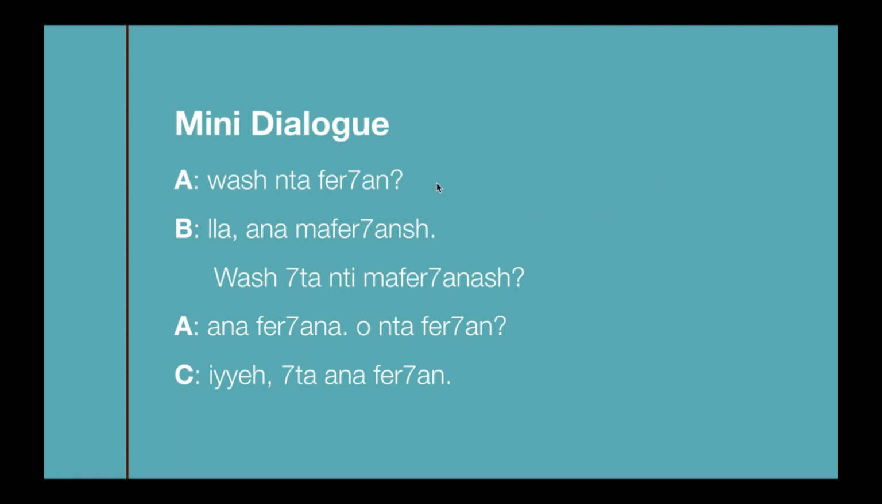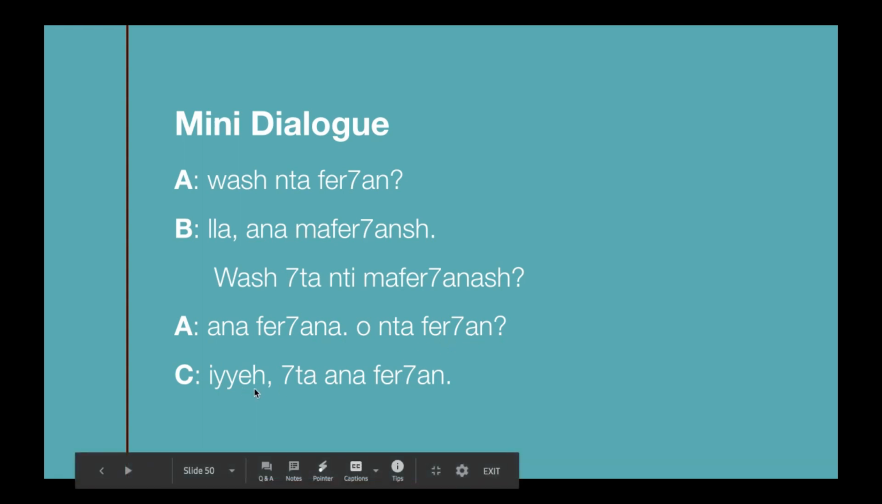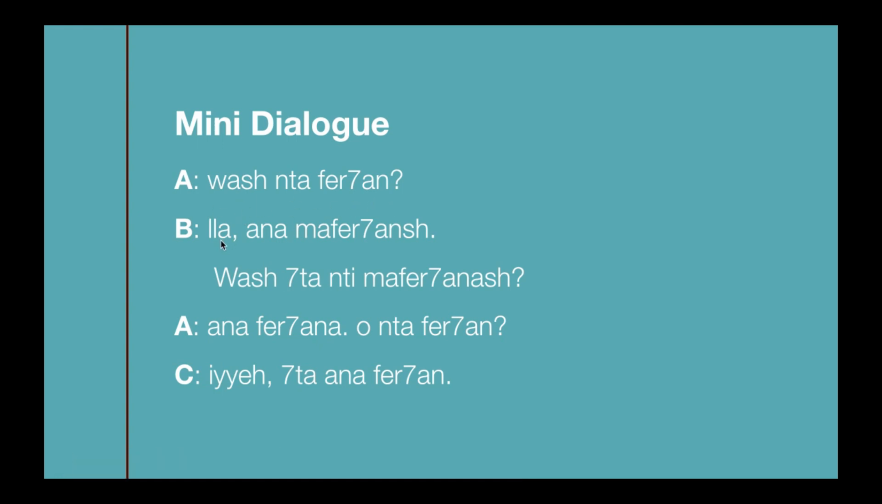Alright, another mini dialogue for this lesson. واش انت فرحان؟ لا انا ما فرحانش. واش حتى انتي ما فرحاناش؟ انا فرحانة. وانت فرحان؟ ايه تا انا فرحان. Alright, so واش انت فرحان؟ Are you happy? لا انا ما فرحانش.